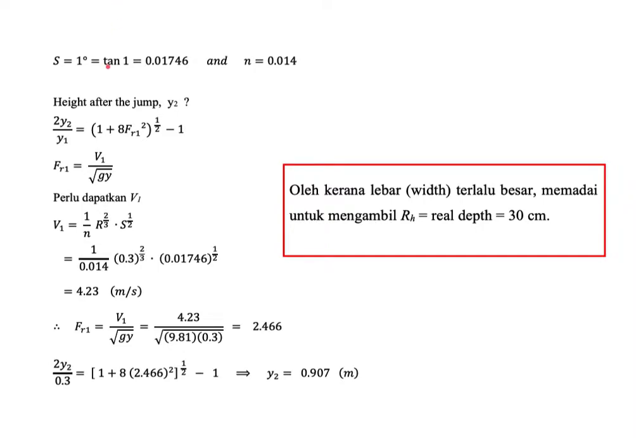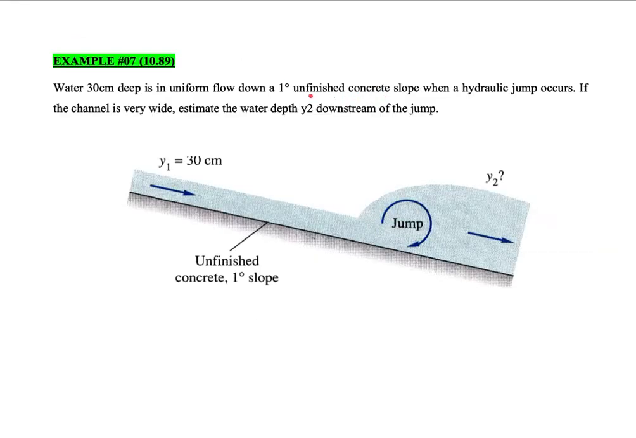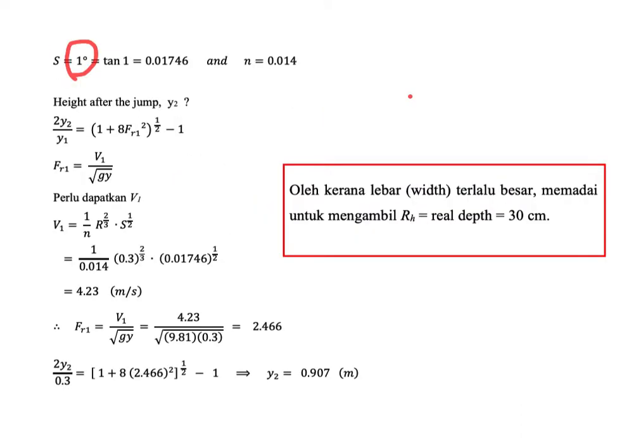Because from the question we have 1 degree here, we calculate the tangent of 1 degree, which is equal to 0.01746. And then according to the notes, it is an unfinished concrete slope, so we take the value of n here as 0.014. This number comes from a table telling the frictional behavior of each type of open channel.